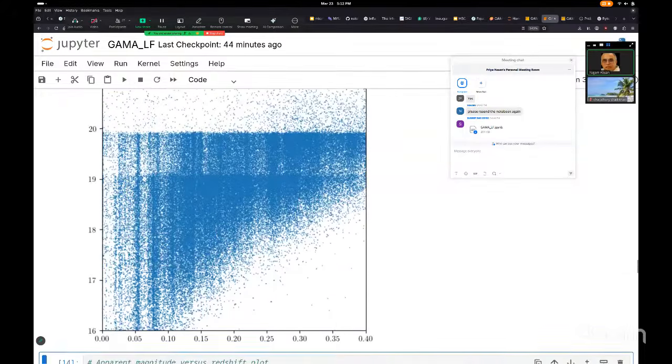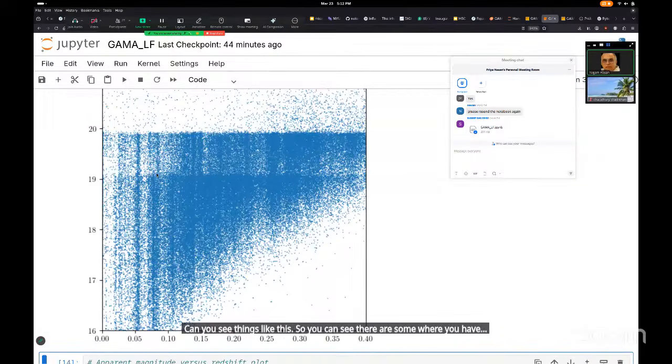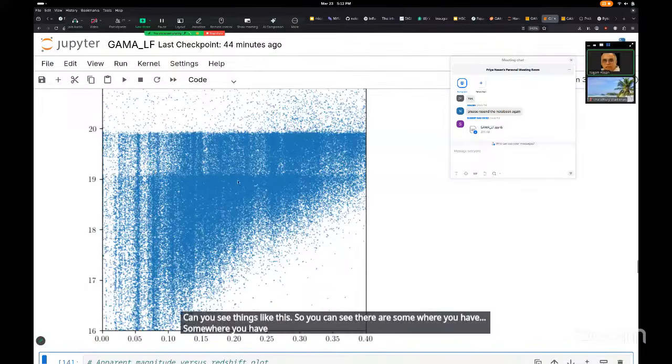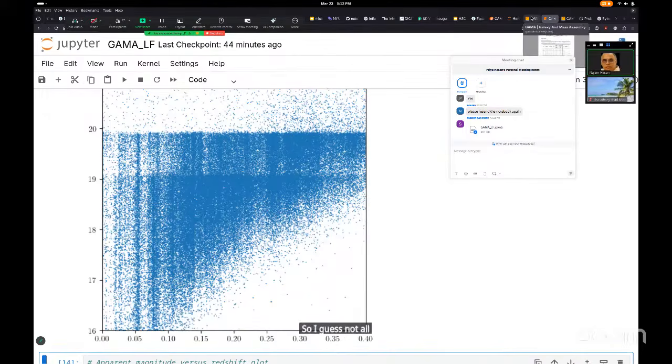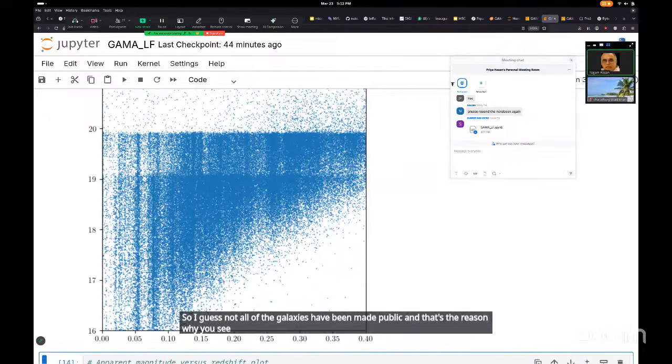Then you see things like this. So you can see that somewhere you have this absolute magnitude threshold, sorry, apparent magnitude threshold, which is here, and then another one which is here, right? So one is 19.8, the other one is 19. So I guess not all of the galaxies have been made public, and that's the reason why you see two different limiting magnitudes.